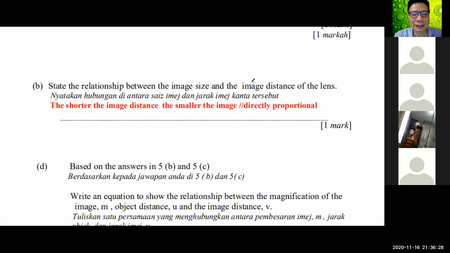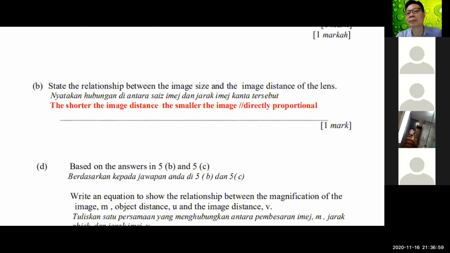Based on your answer, 5B and C, just now, write an equation to show the relationship between the magnification M, the object distance and the image distance. This one, I don't want to give you the answer, you tell me. Actually they ask you to write the formula to find the linear magnification.